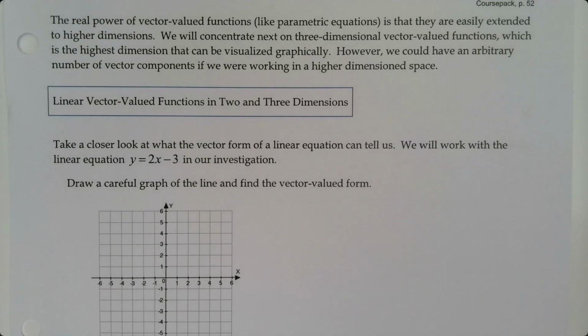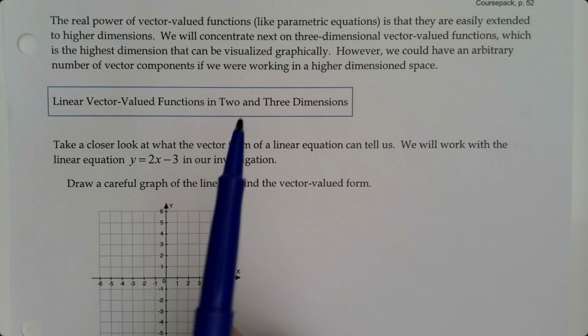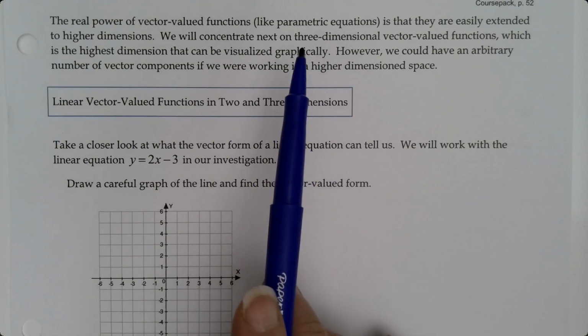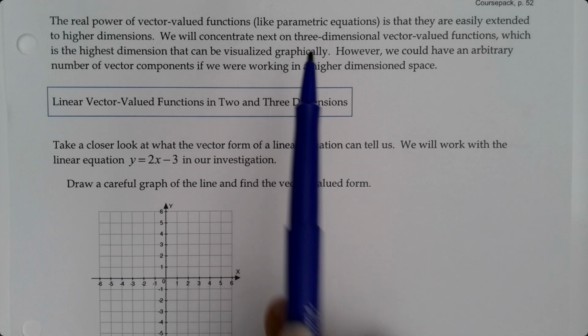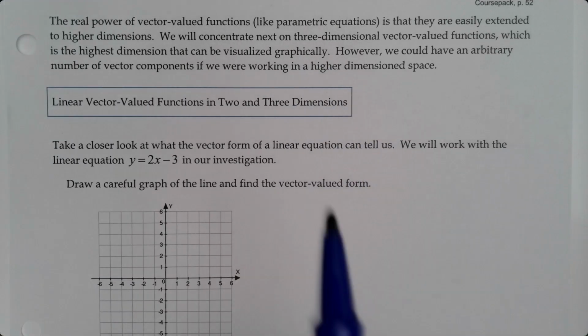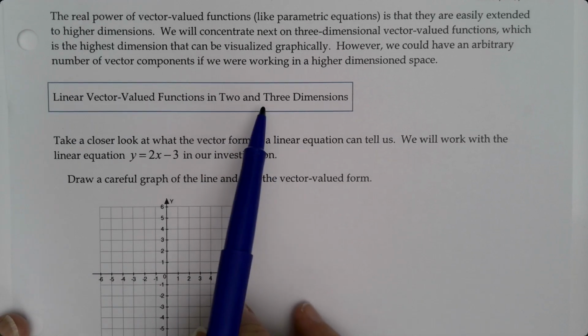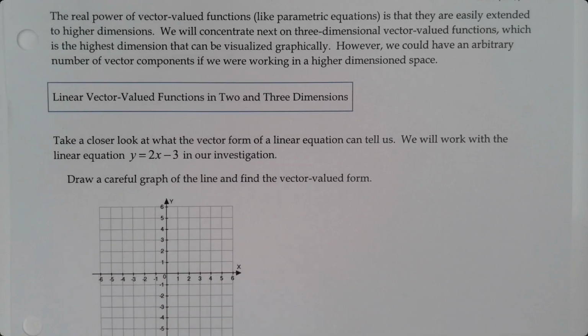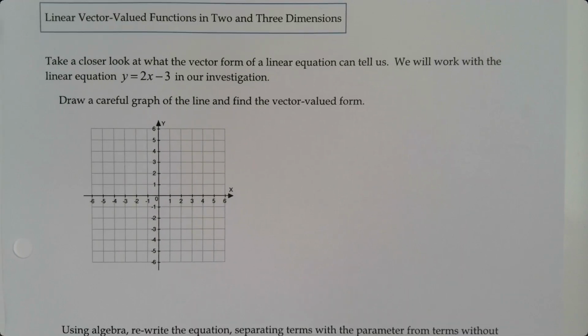One of the real powers of vector valued functions is that we can extend them to higher dimensions really easily, even though we can't visualize them graphically because we are at our mental capacity as humans thinking of everything in 2 and 3 dimensions. But mathematically, it would all work past 3 dimensions into 5, 6, 7 dimensions. Who knows? All right, so we're going to concentrate, of course, on 2 and 3 dimensions because that's the limit of our human capacity to visualize.